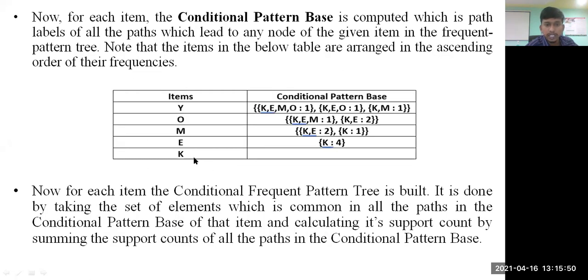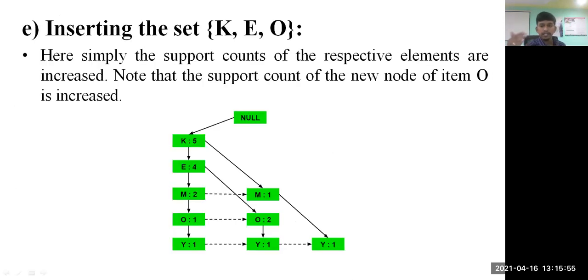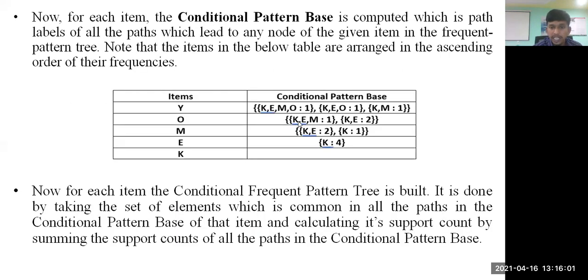And finally, for item K, there are no branches. It's connected to the root element, so it doesn't have any value. So I hope everybody is clear with this table. How did we construct this table? Yes?